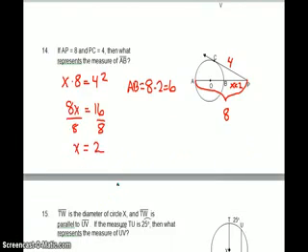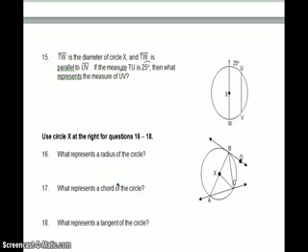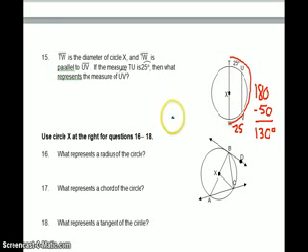Number 15. TW is the diameter of circle X, and TW is parallel to UV. The measure of TU is 25. What represents the measure of UV? This arc. Well, if this is the diameter, we know all three of these are going to add up to 180. And since these are parallel, this is going to be 25 down here. So we're going to subtract 50 from 180, and that would give us 130. So the measure of arc UV is 130 degrees.